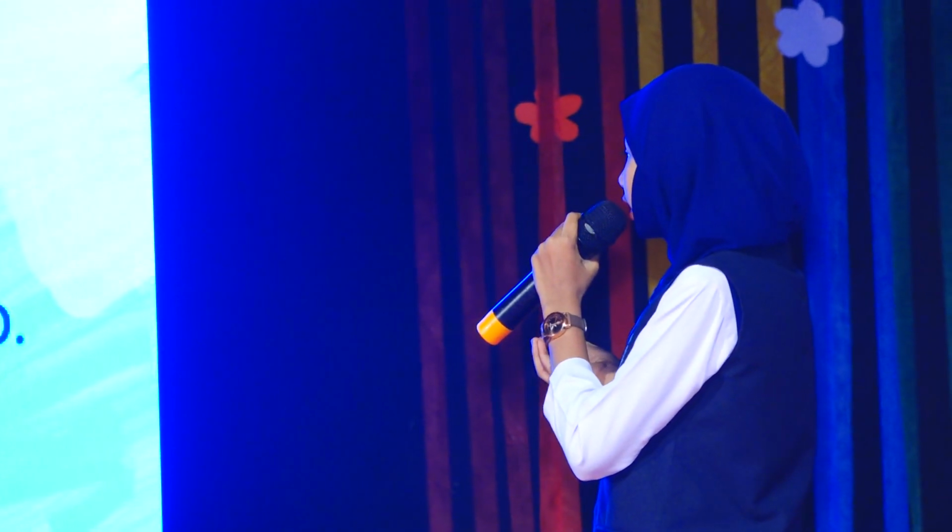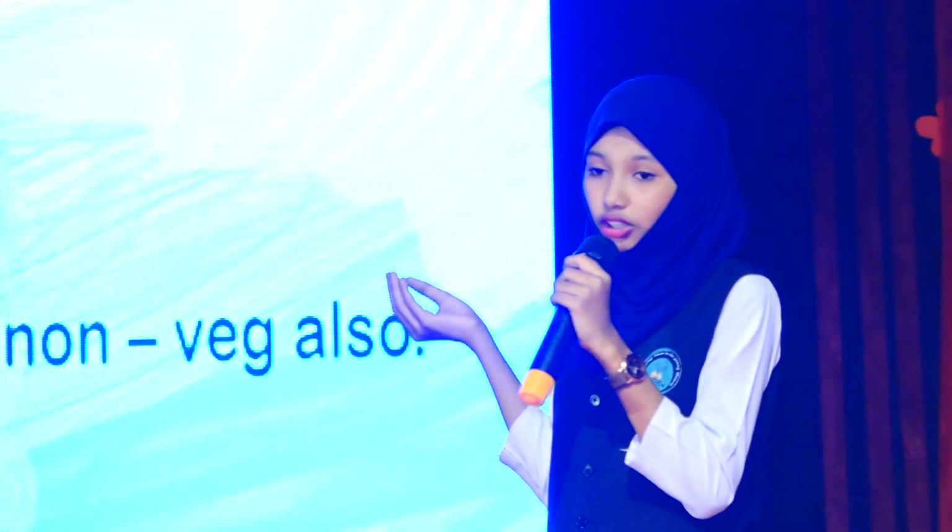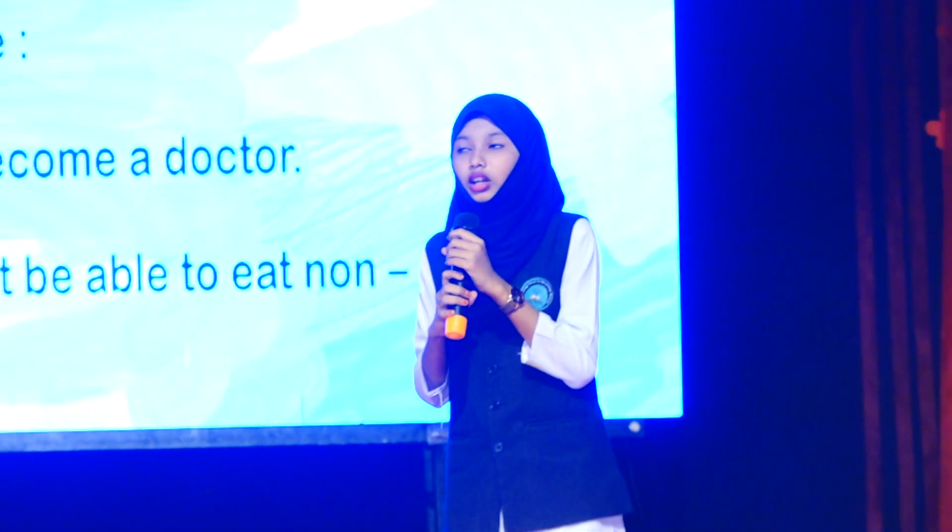Remember, when you make a sentence of present or future possibility, you should use might in your sentence. Let me give you one more example of might. She might be able to eat non-veg also. I don't know what she can eat. She might eat veg or non-veg. I am just predicting here, she might eat non-veg.